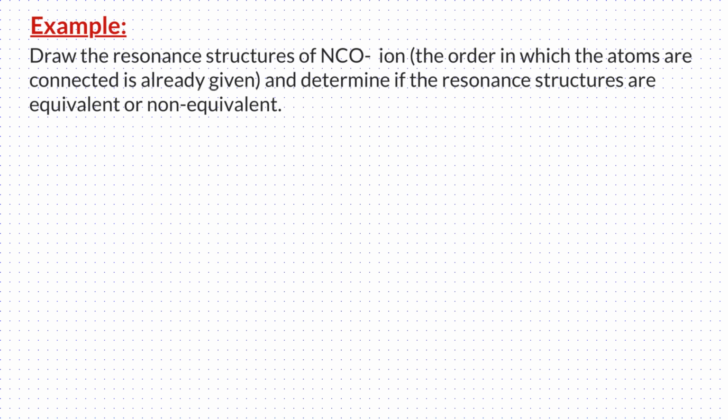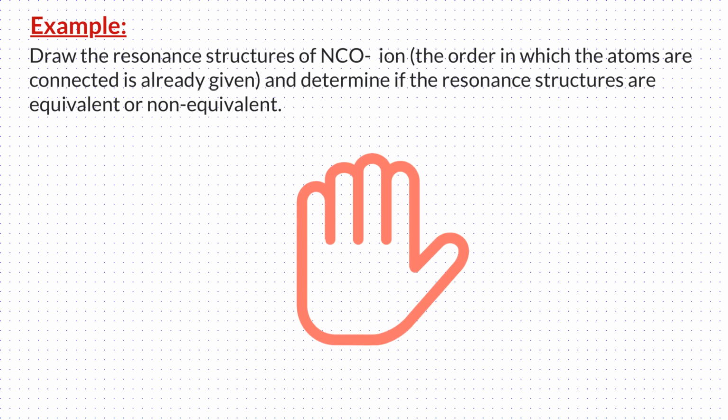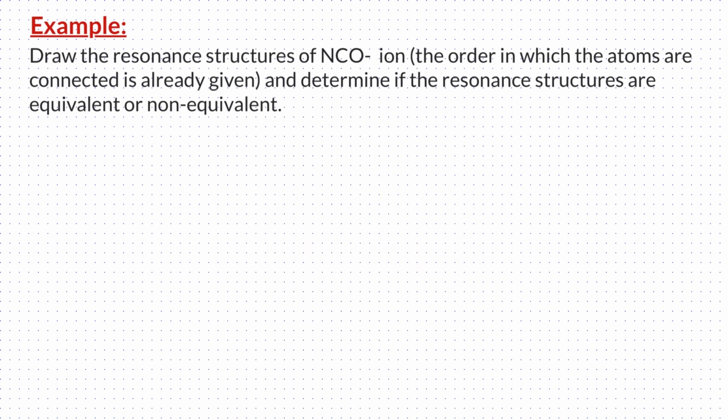Draw the resonance structures of NCO- ion and determine if the resonance structures are equivalent or non-equivalent. Pause the video here and try to answer this question. Let us first draw the Lewis dot structures. The order in which the atoms are connected is already given, meaning carbon is the central atom. We put nitrogen on the left, oxygen on the right.